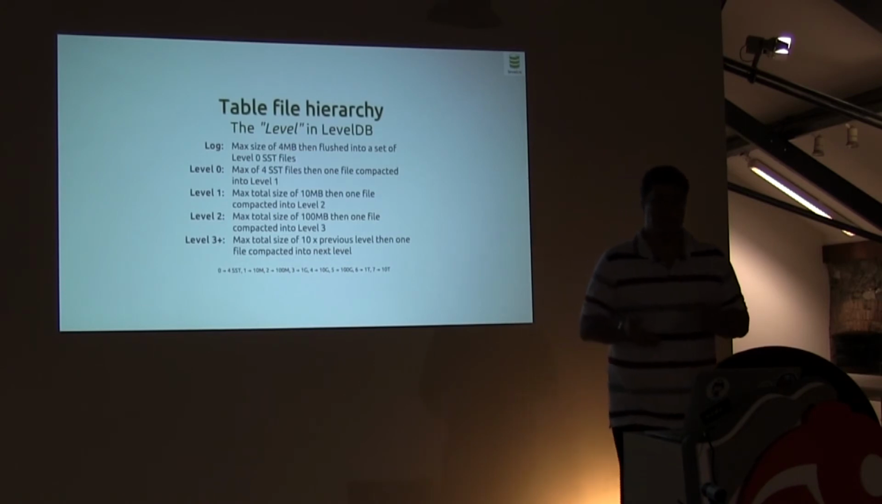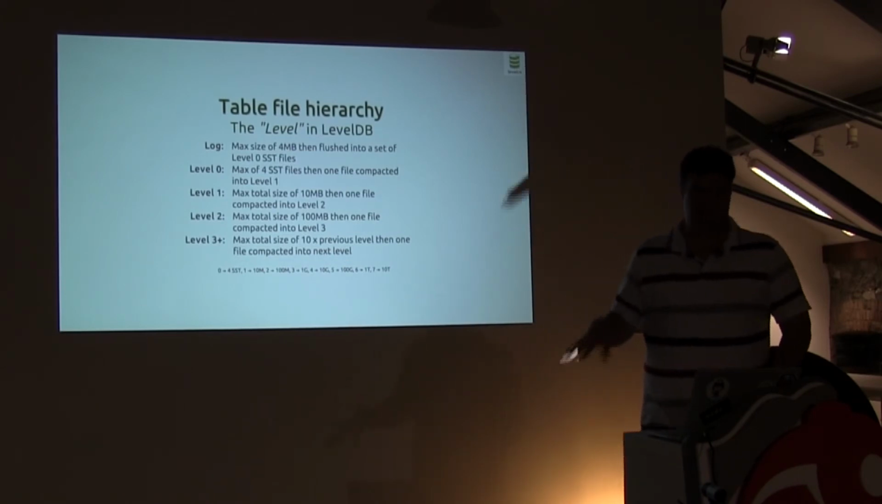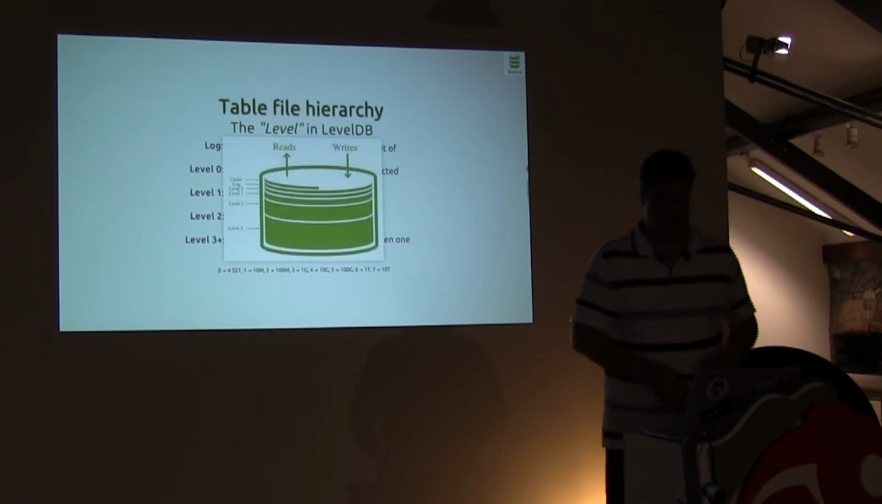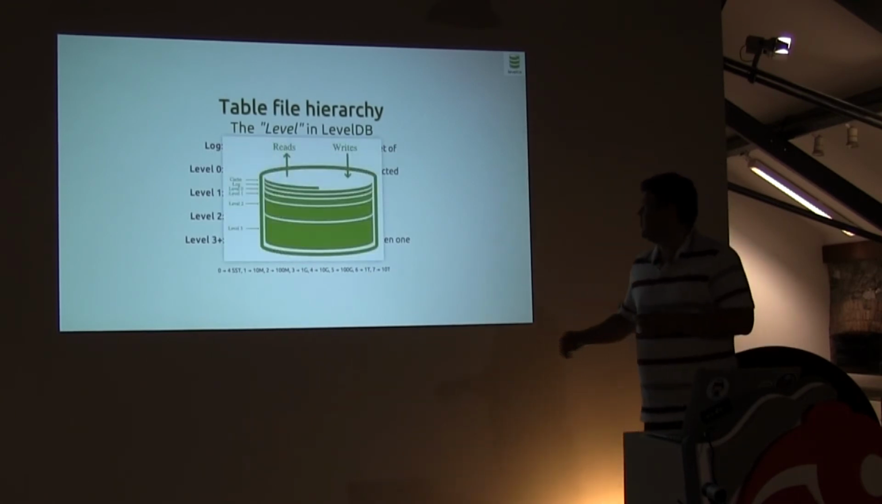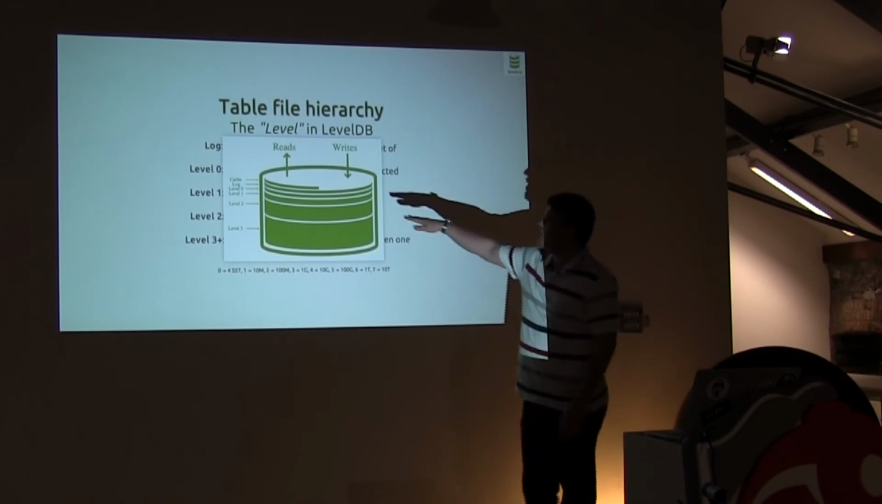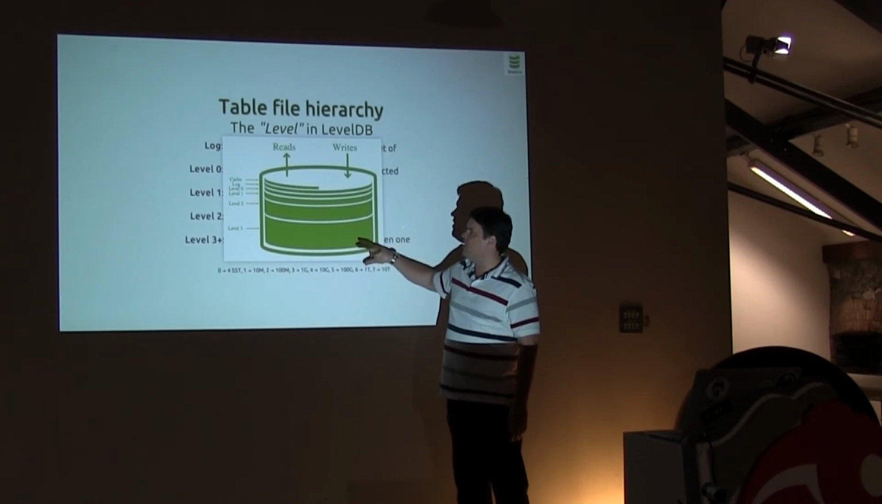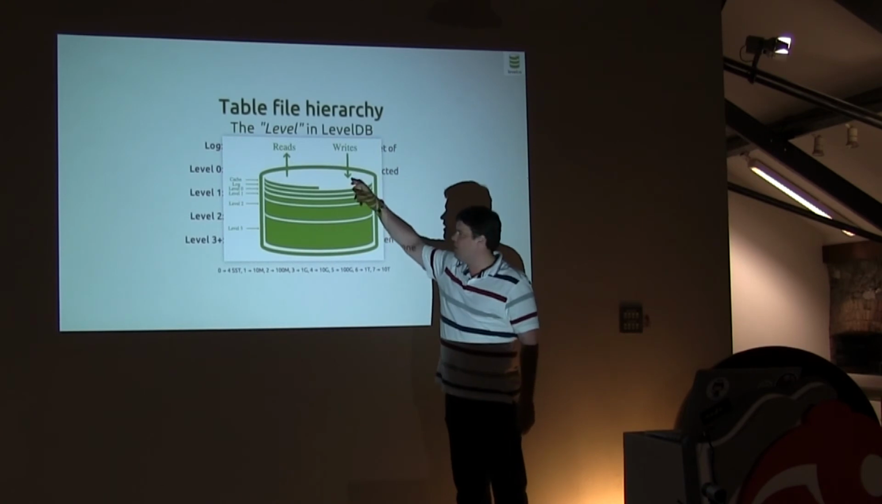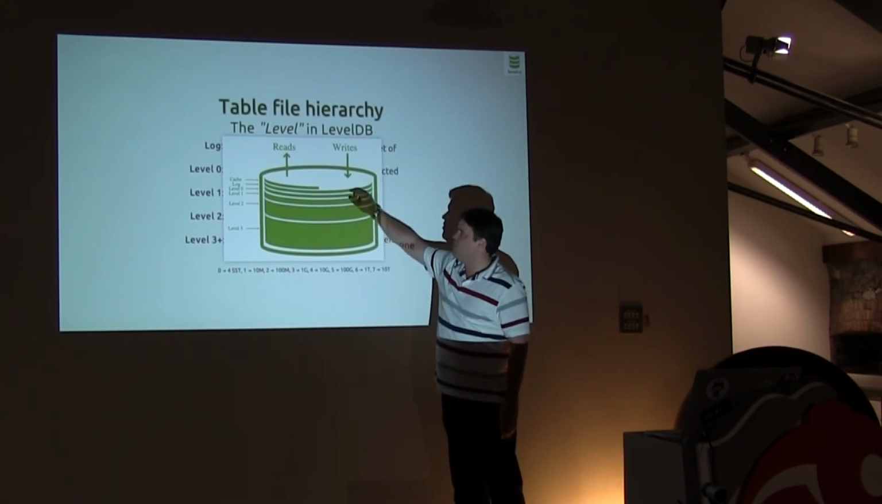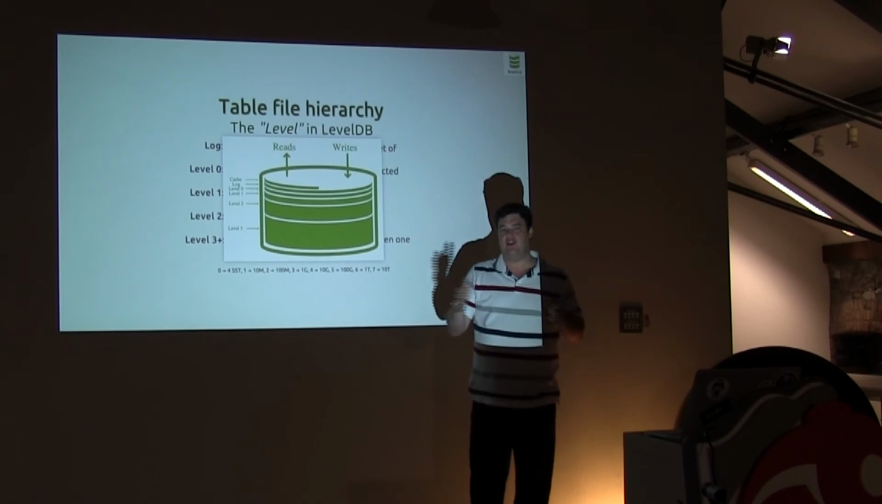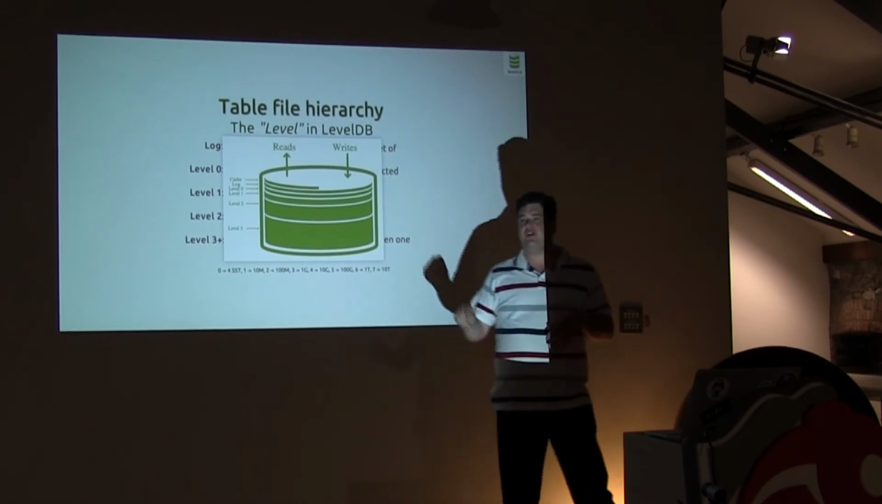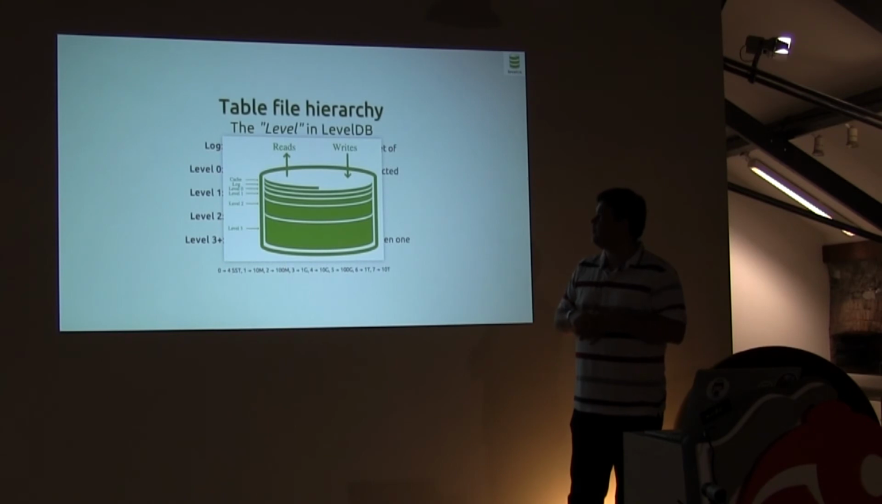From level 1, I think the maximum is level 7. Each level is 10 times the size of the previous level. So I've got a picture of that. You've got your cache and your log at the top, and then each of these levels is 10 times the size of the previous level. When writes come in, they go to the log first, then they move into level 0, and as it expands, if your entries stay, then they'll migrate downwards into the lower levels.